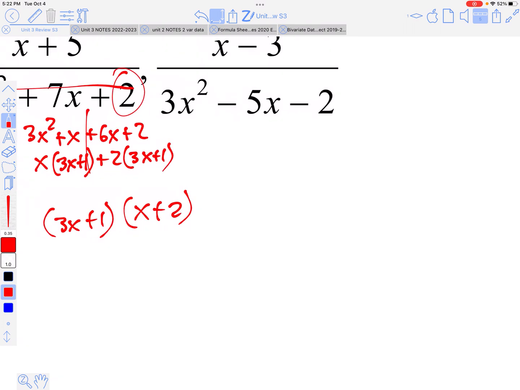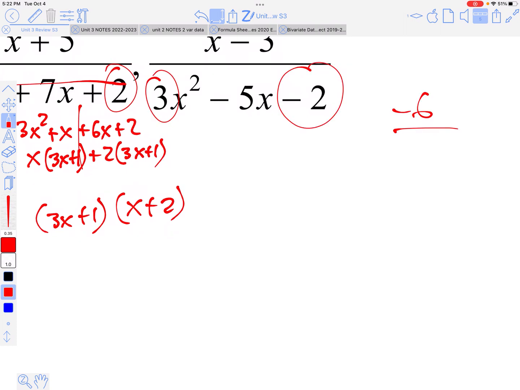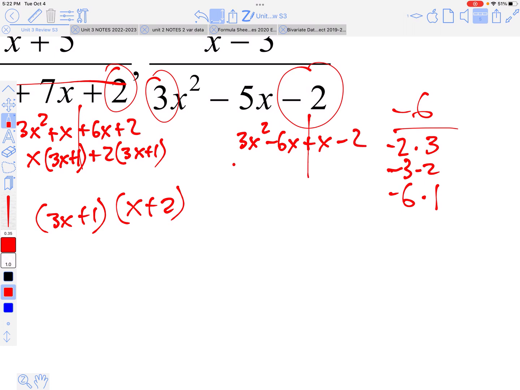So now we're going to take a look at this one. Same thing. This time I've got to see what multiplies to give me -6, but adds to give me -5. So I have -2 times 3, which adds to give me 1. -3 times 2 gives me -1. -6 times 1 gives me -5. So same idea: 3x squared minus 6x plus x, right? 1x minus 2. And then pull out the GCF.